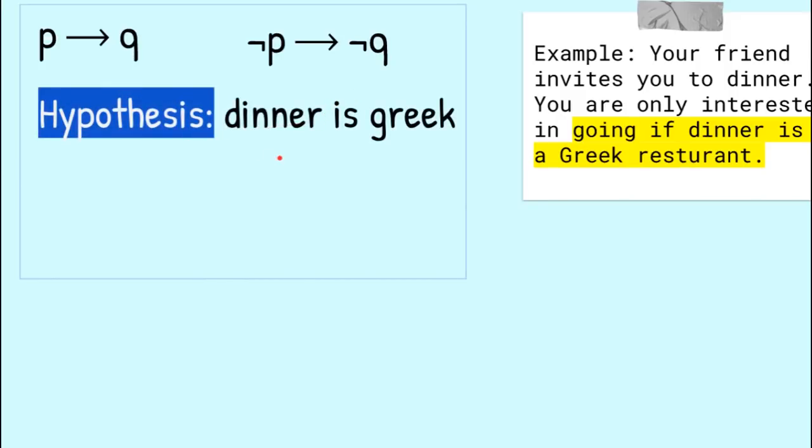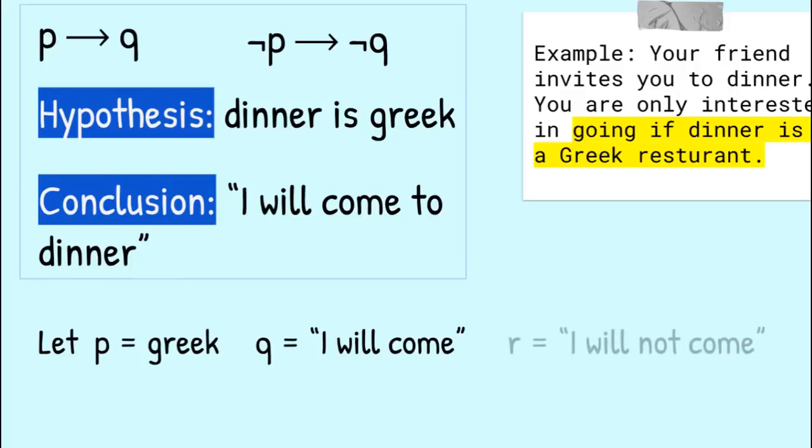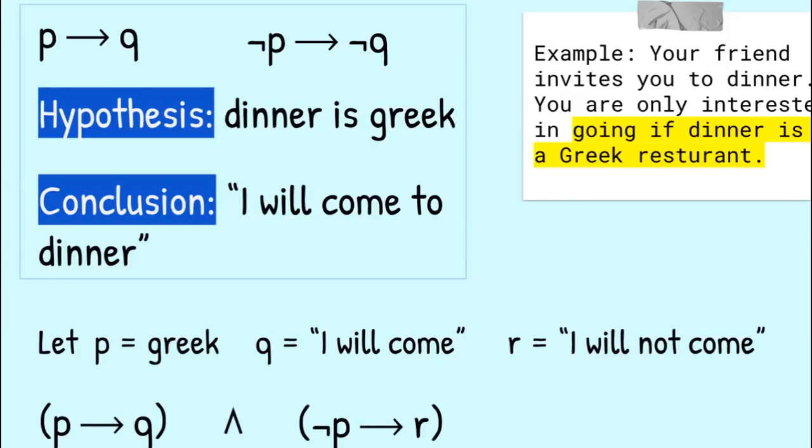The hypothesis is dinner is Greek. That's the P. And the conclusion is I will come to dinner. You're writing your response. So if dinner is Greek, your response is going to be I will come to dinner. Let P equal Greek. Let Q equal I will come. Let R equal I will not come. If P, then Q. And if not P, then R.